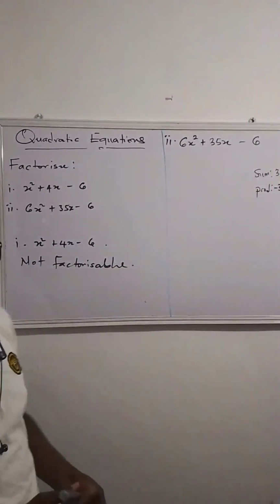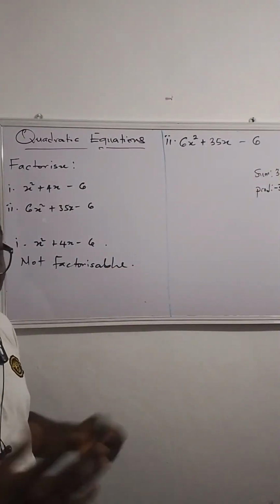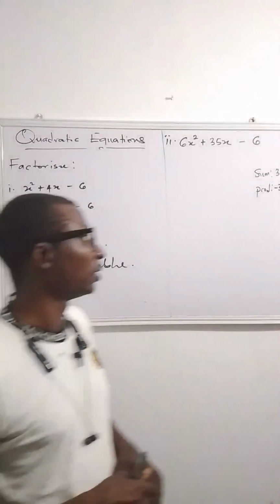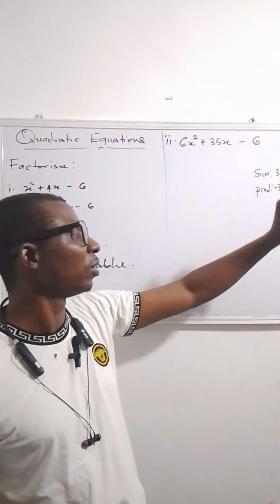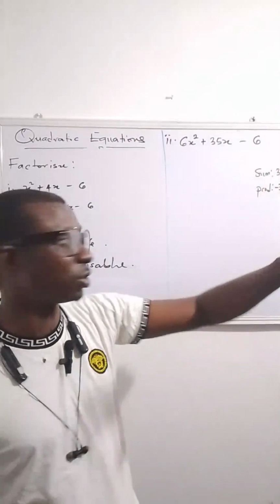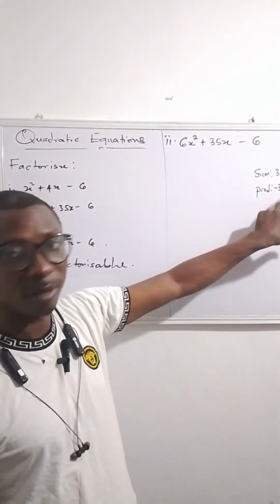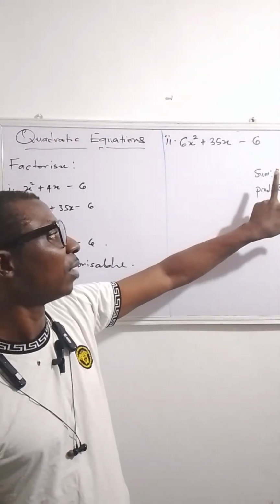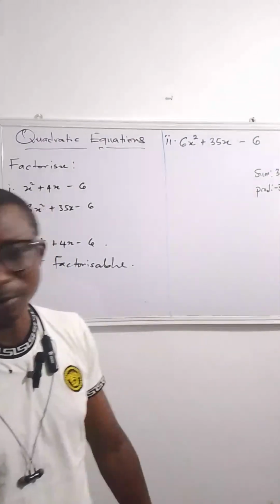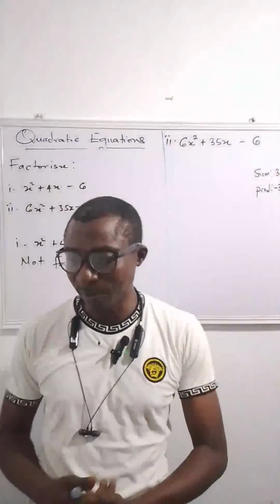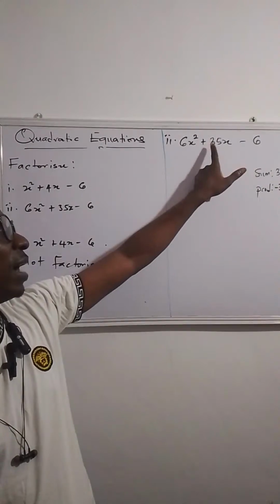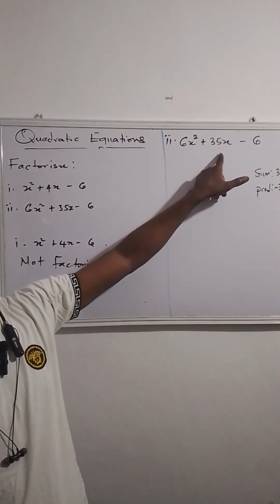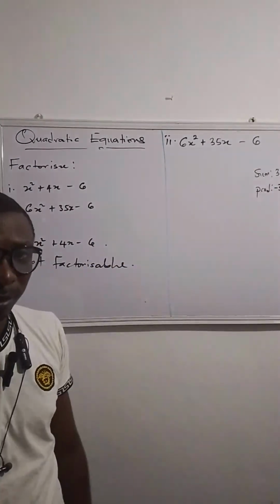Now, can you tell me what those numbers would be? Because I didn't see anyone with the answer to this problem. So what are the two numbers such that when you multiply them together, you have minus 36, and when you add them together, you have 35? Can you quickly do that and tell me what you have as your answer? Because that will help us divide 35x into two parts. All right.